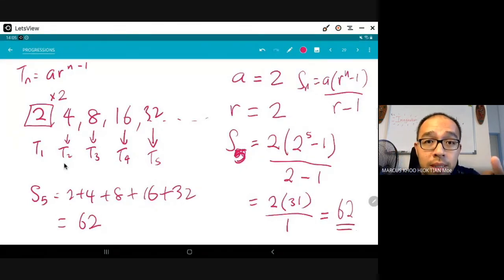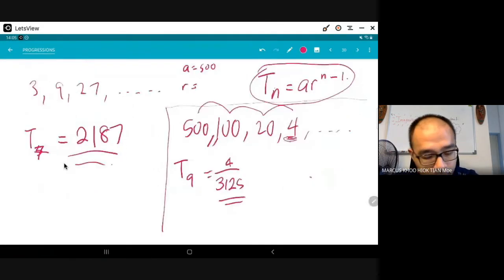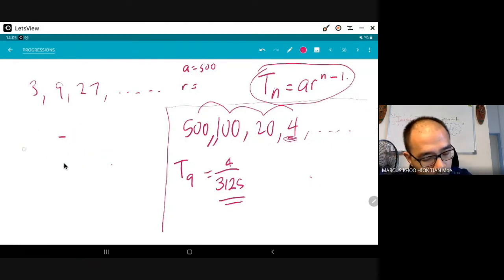Okay, the formula is easy to use actually. The formula is easy to use. We just have to get used to it. Okay, we have to get used to using the formula. Let's try another one. So let's use this progression. 3, 9, 27. R equals to 3, right? Okay, 3, 9, 27. Find for me S8.